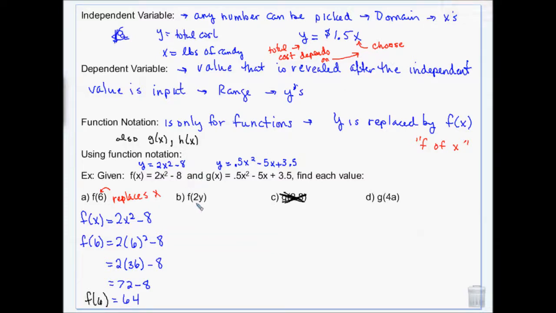So like I said, you can plug in things other than the number. So f of 2y. It was 2x squared. Now it's 2 times 2y squared minus 8. So I took that x out and I put 2y in. And then I have to square the 2y. So that's 4y squared. And then I multiply that by 2. And then I can't do anything else to it. So I'm done.